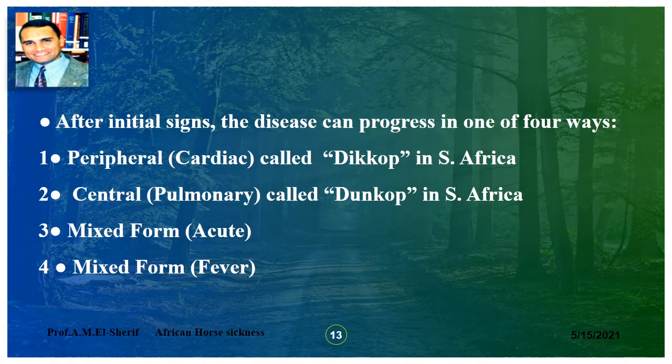After initial signs, the disease can progress in one of four ways. Number one, the peripheral cardiac form, called DOCOP in South Africa. Number two, the central pulmonary form, called DUNCOP in South Africa. Number three, the mixed form or the acute form. Number four, the mixed form or African horse sickness fever.